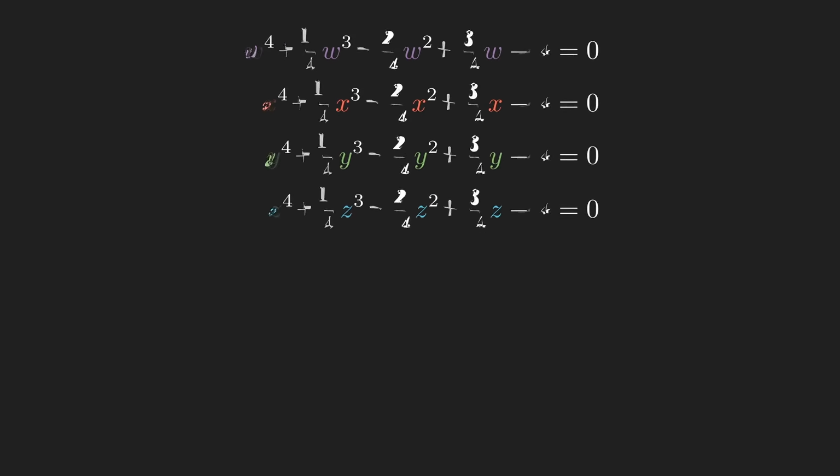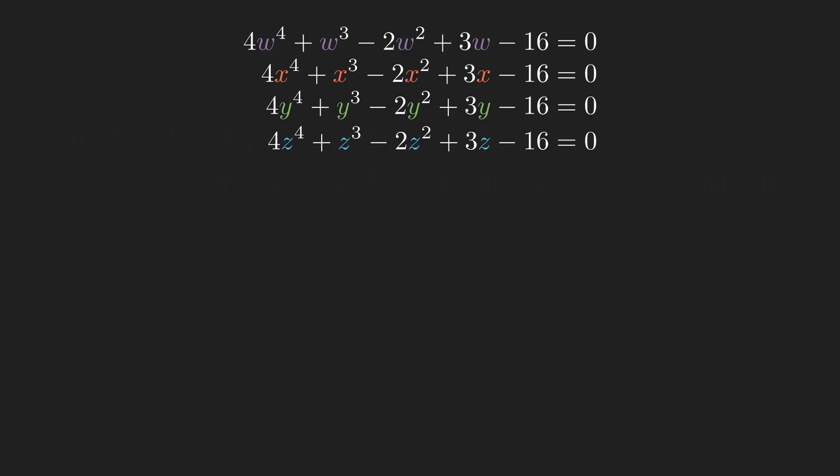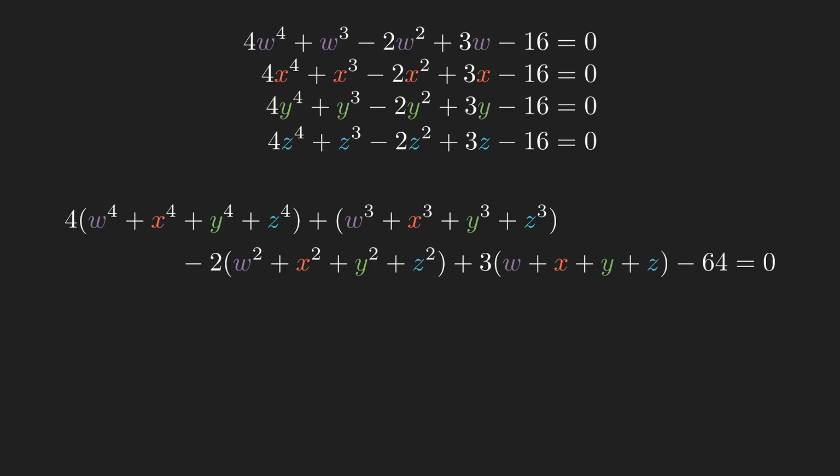Let's multiply everything by 4 to clear the denominators. Since we want to find the sum w to the fourth plus x to the fourth plus y to the fourth plus z to the fourth, we can just add the equations. This gives us 4 times the sum of the fourth powers, plus the sum of the cubes, minus twice the sum of the squares, plus triple the sum, minus 64 equals 0. But this is an issue because we don't know what these sums are.